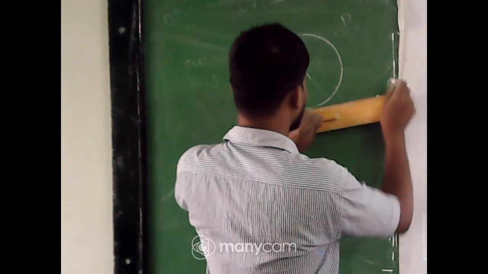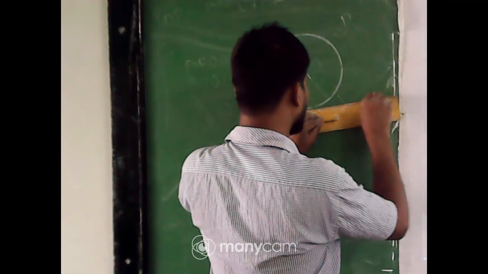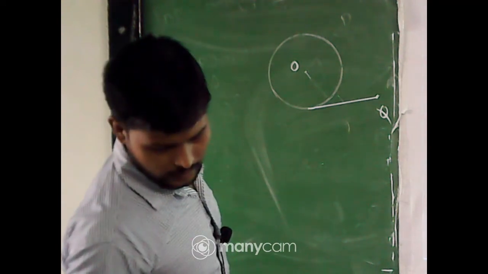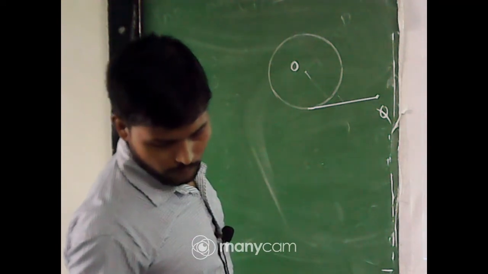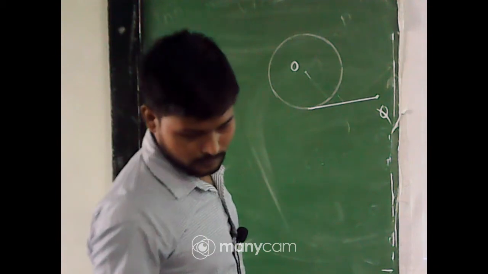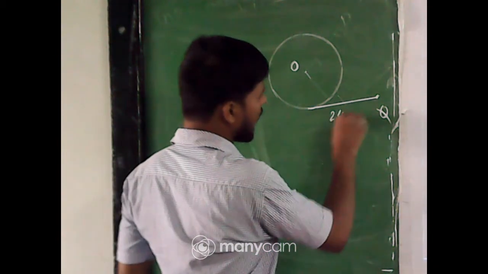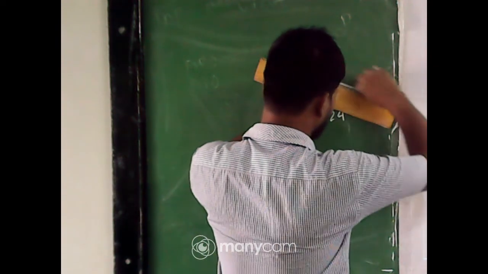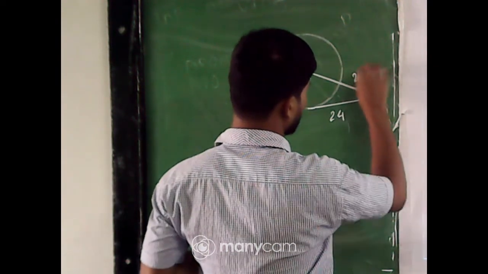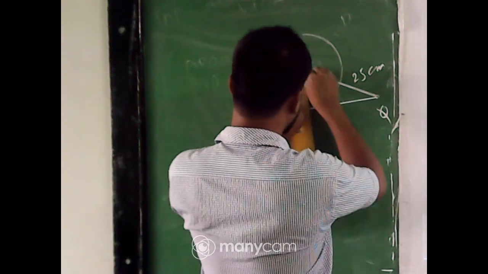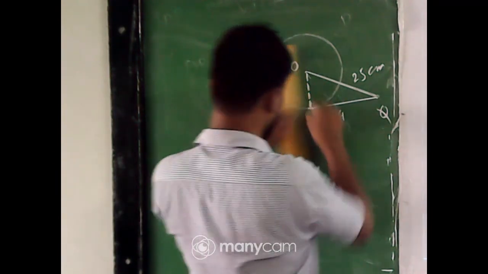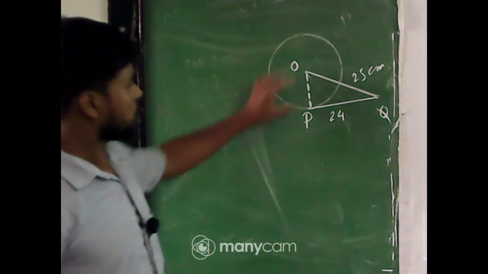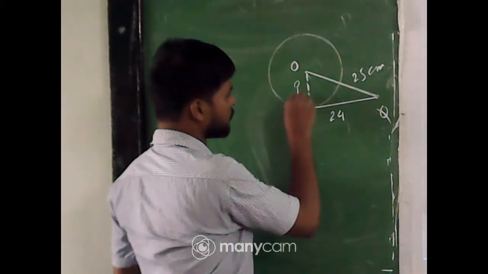From here, the length of the tangent is 24 centimeter, and the distance of this point from the center is 25 centimeter. We have to find what is the radius of the circle. Let the point of contact be P. So we have to find the length of OP.